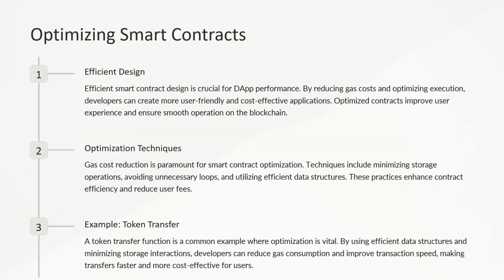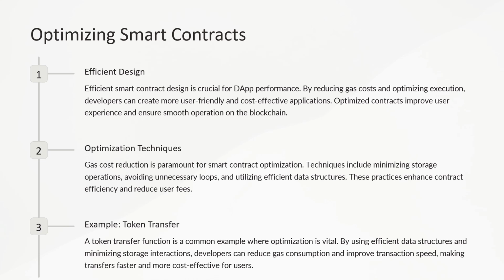Here are some ways of optimizing your smart contracts. Efficient smart contract design is crucial for DApp performance. By reducing gas costs and optimizing execution, developers can create more user-friendly and cost-effective applications. Optimized contracts improve user experience and ensure smooth operation on the blockchain.